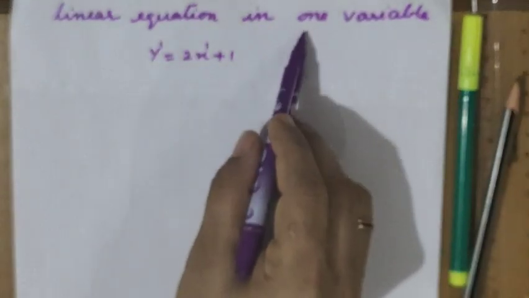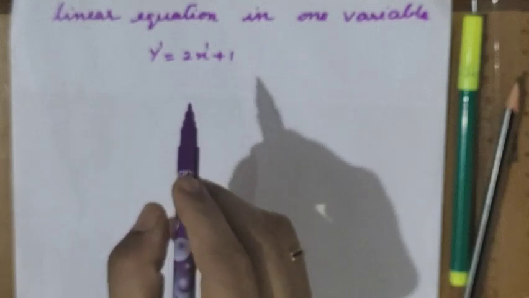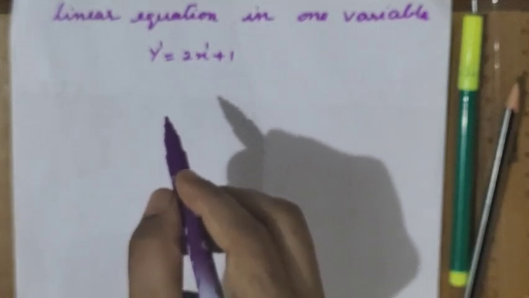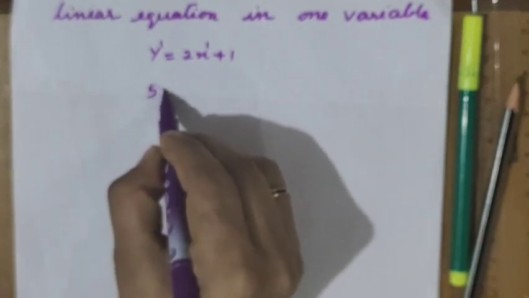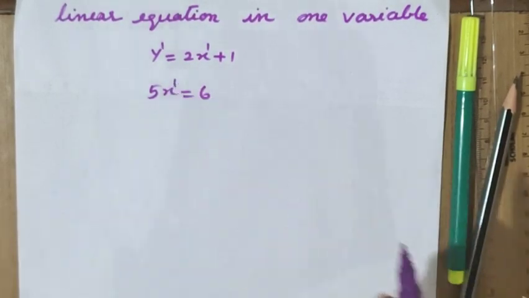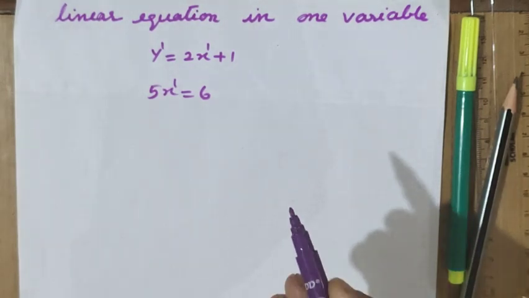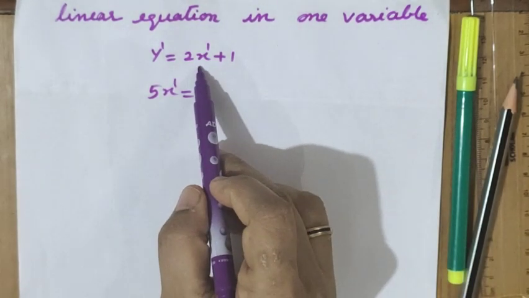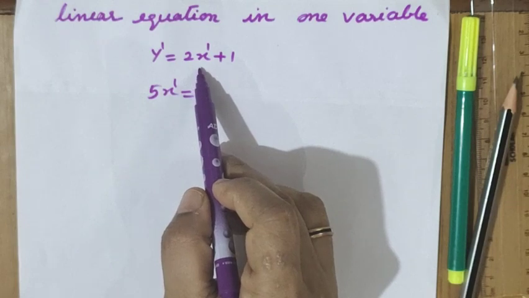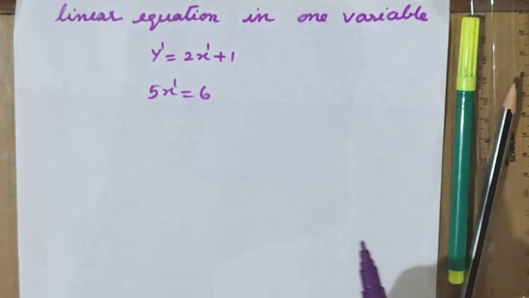Here we are having two variables. Some other forms we can also write here. 5x equal to 6. See, the equal sign is also there. What is the degree of x? It is equal to 1. So it is a linear equation in one variable. The earlier one is a linear equation in two variables, right?